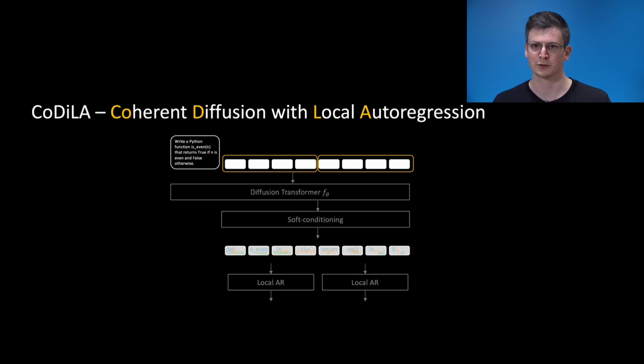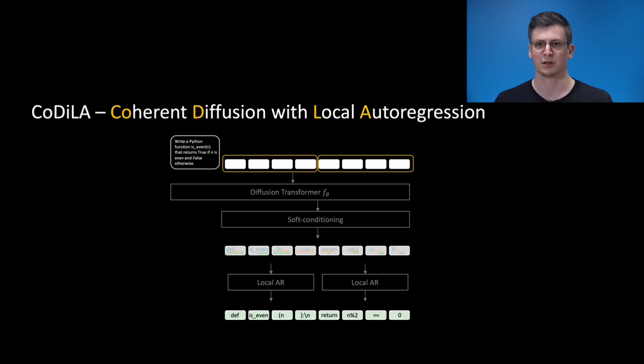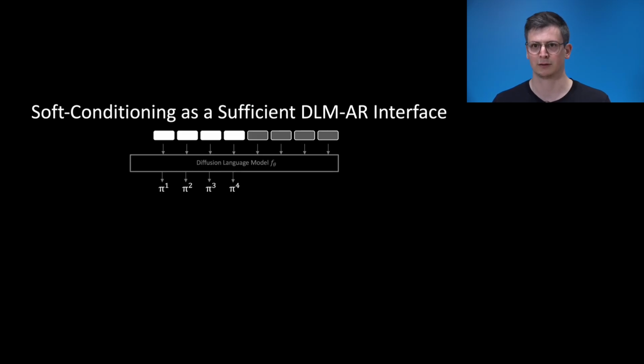So we pass the tokens through a standard diffusion transformer and feed those conditional marginal likelihoods into a local AR model. Conditioned only on this local context, the AR model generates a coherent block. Importantly, CODILA maintains the diffusion model's bidirectional context and any order generation capabilities.